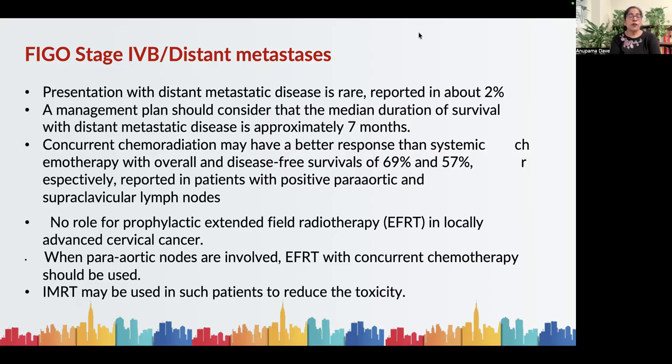There is no role for prophylactic extended field radiotherapy in locally advanced cervical cancer. When para-aortic nodes are involved, extended field radiotherapy with concurrent chemotherapy can still be used. Intensity modulated radiotherapy may be used in such patients to reduce toxicity.